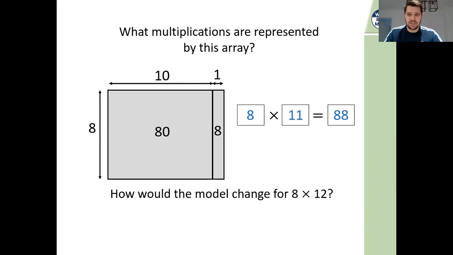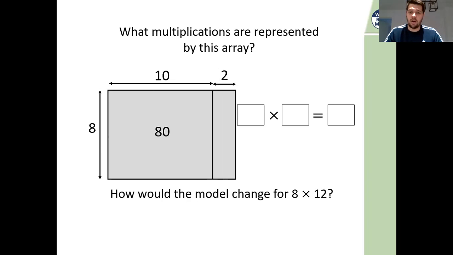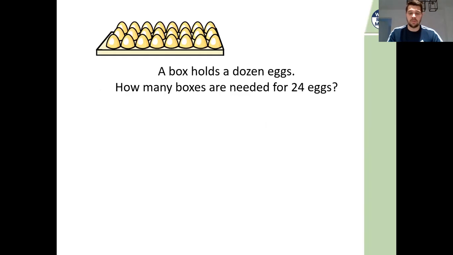What if we then changed it though to 8 multiplied by 12? Would we need to draw out a whole model again? Or could we simply extend our 1s? So now we have 2 lots of 8. So we have 10 lots of 8, 80, and we have our leftover 2 lots of 8, which is 16. Okay, so you could do 80 plus 16, or if you're confident enough, you can obviously do that method straight away.